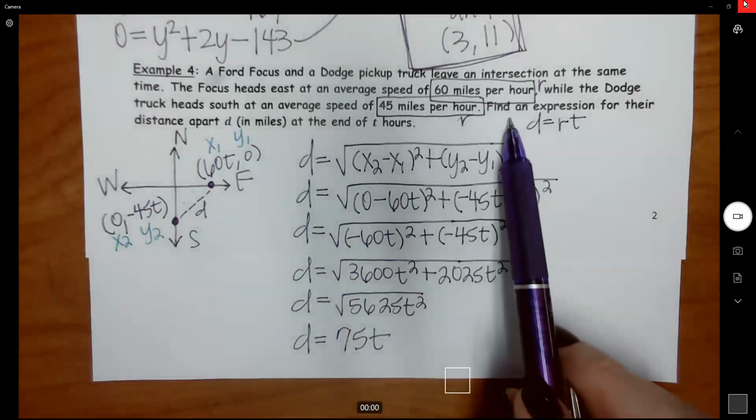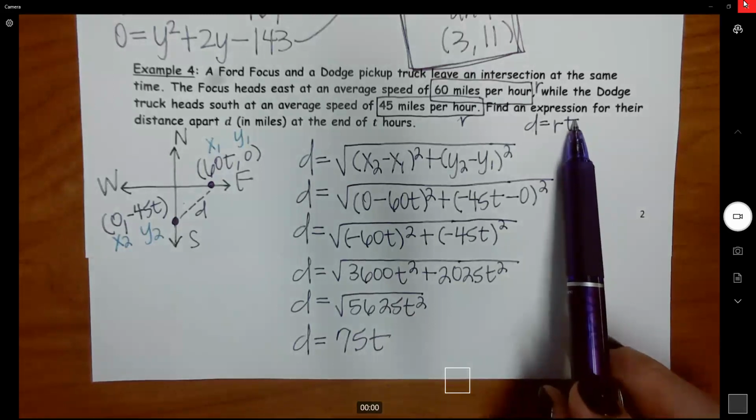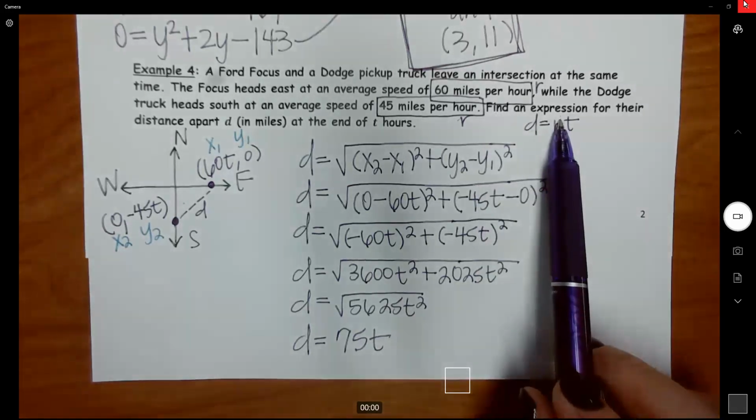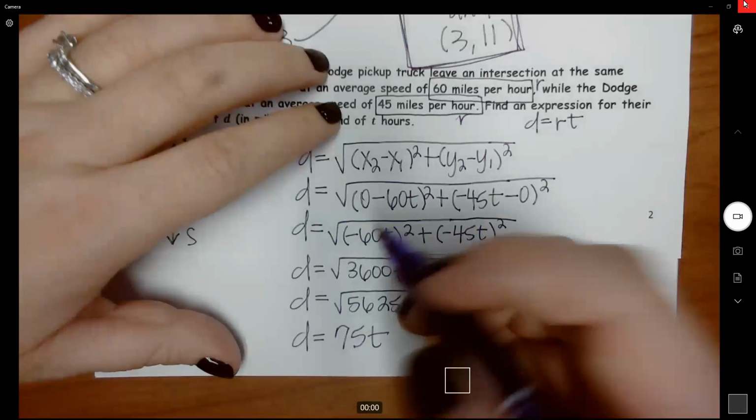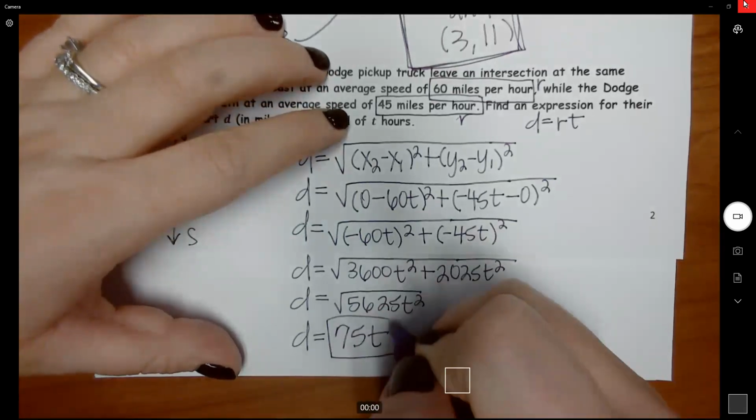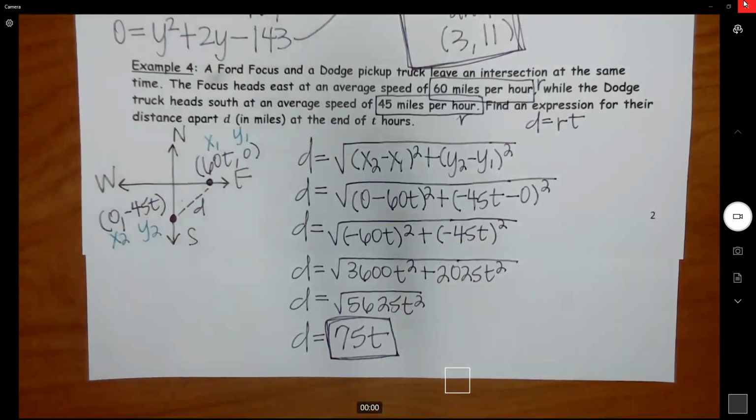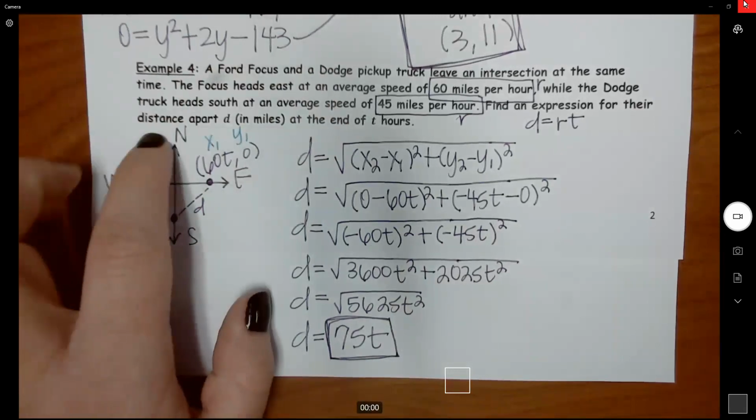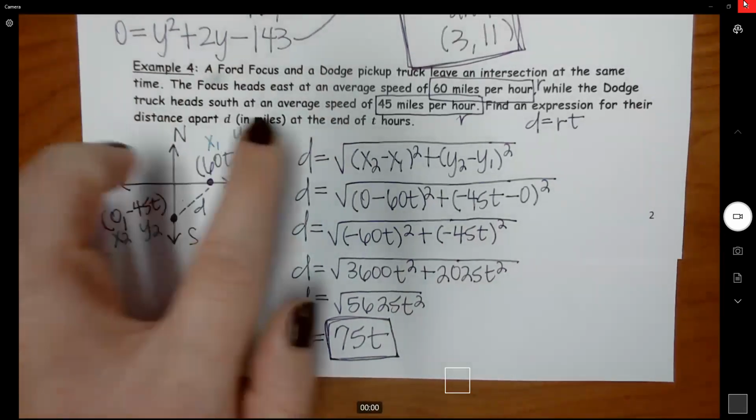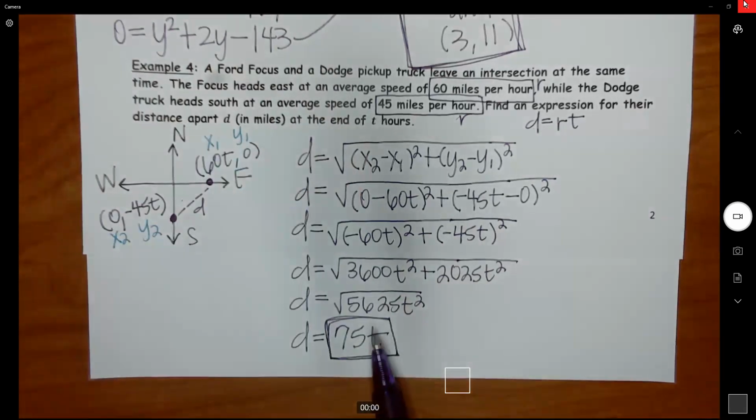It wants us to find an expression, not an equation. So here's my expression: d equals 75t. This is my expression for the distance d in miles at the end of time t. So after 1 hour, they are 75 miles apart. After 2 hours, they're 150 miles apart. After 4 hours, they're 300 miles apart. You get the drift.